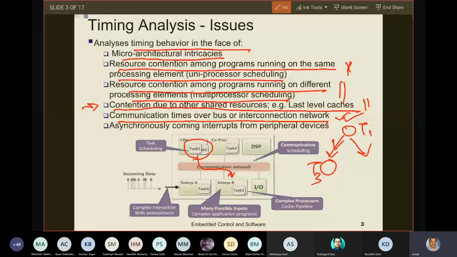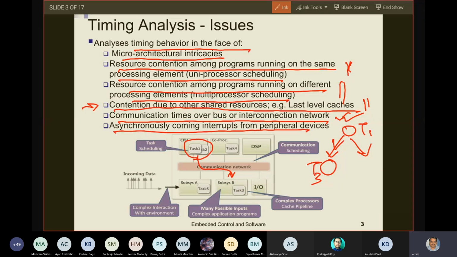Okay. And then there could be asynchronously coming interrupts from peripheral devices. When your program is running, you could be interrupted by other peripheral devices, and for that you may have to incur non-deterministic delays on the task that is currently executing on the processor. In the face of all this, you have to correctly estimate the worst case time that your task is going to take, such that everything is planned, nothing happens abruptly during execution. You plan for the worst case behavior and you meet all your requirements.